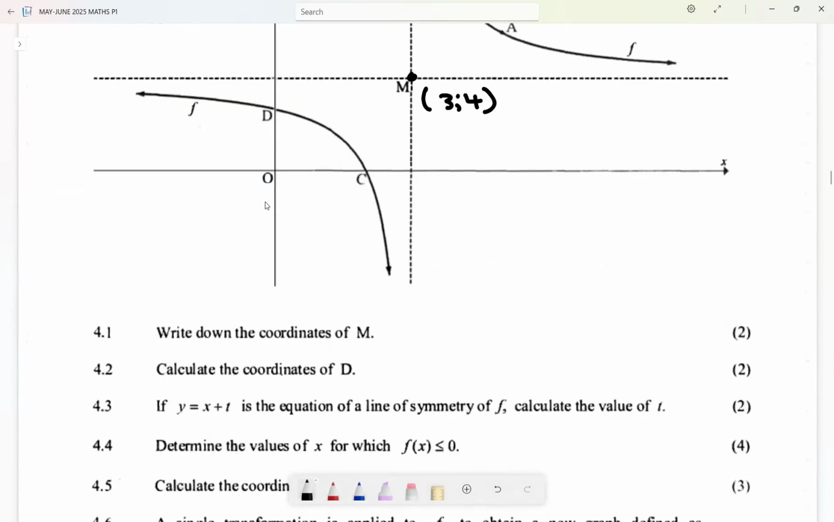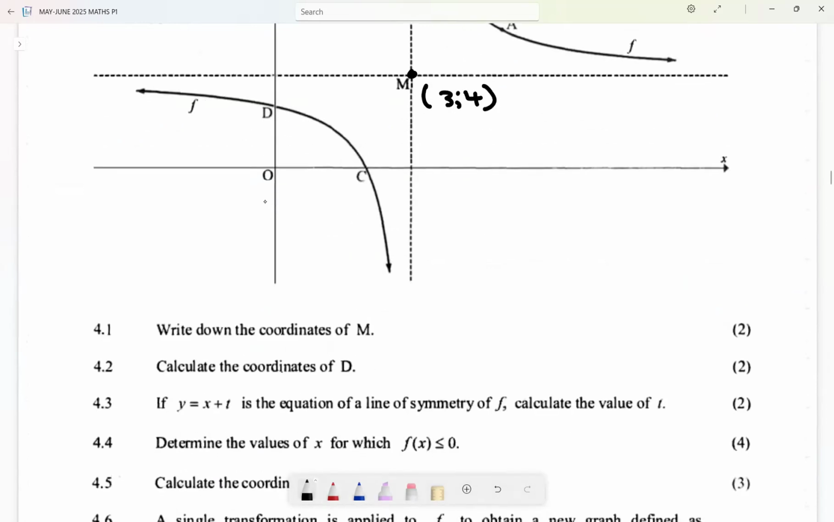Calculate the coordinates of M. Guys, write down the coordinates of M. Coordinates of M are 3 and 4. How did I know? The equation is x is equal to 3 and y is equal to 4. So in terms of coordinates, it is 3 and what? And 4.